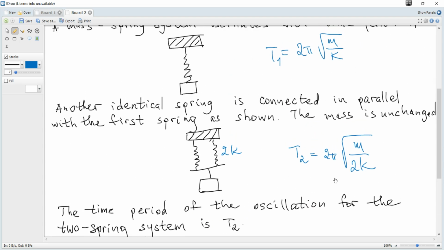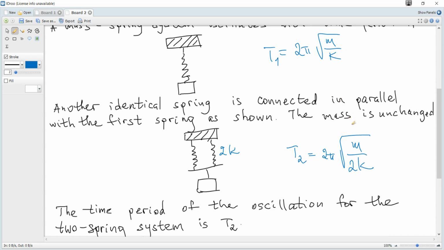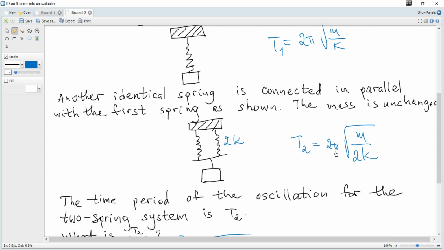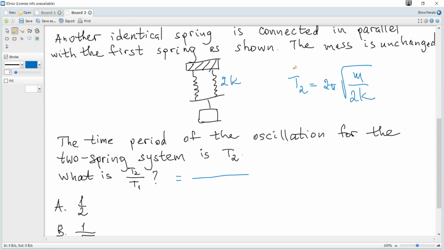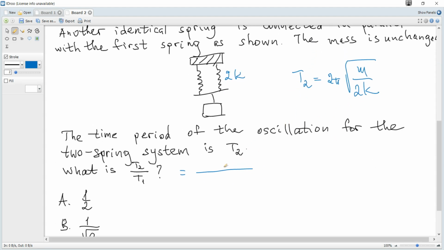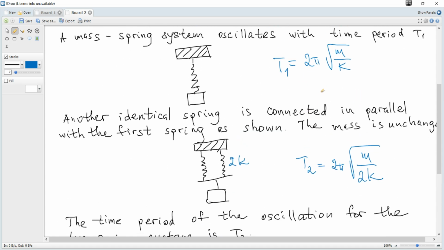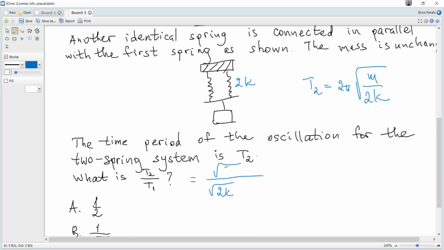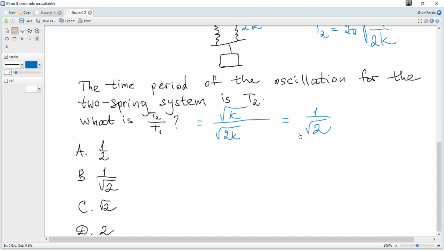definitely 2 pi cancels and the square root of m also cancels, and we get that T2 is 1 over square root of 2k, divided by T1, and T1 is 1 over root of k, and hence we can see that it's 1 over root of 2. So it's B.